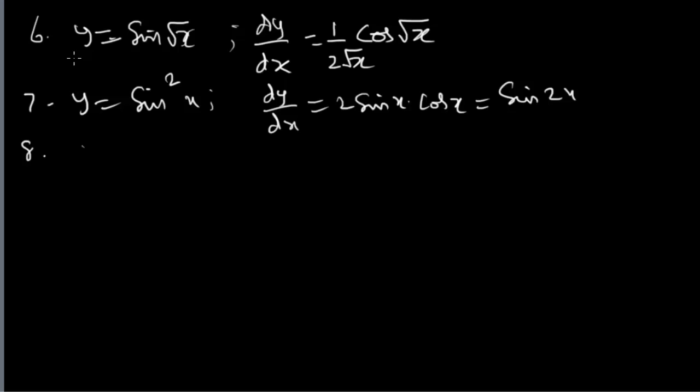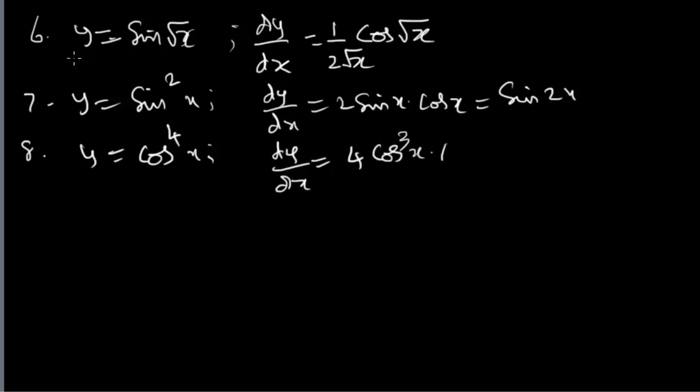Y is equal to cos power 4 x. Cos power 4 x means what? X power 4 gives 4 into x cubed. So dy by dx is equal to something power 4, which is 4 into something cubed, cos cubed x into differentiation of cos x, which is minus sin x. So the answer is minus 4 cos cubed x into sin x.